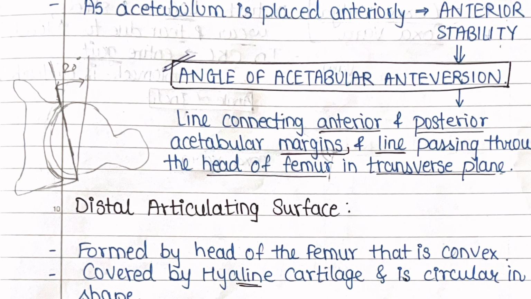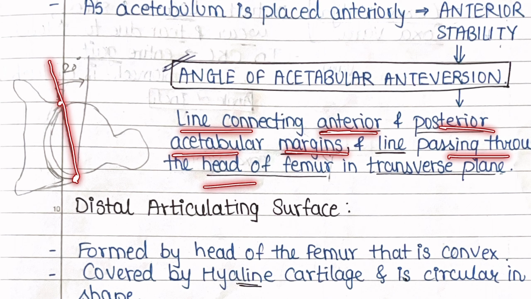So what is angle of anteversion? It is the line connecting the anterior and the posterior acetabular margin. So this is the anterior acetabular margin, this is the posterior acetabular margin. This is the line connecting them both, and the line passing through the head of the femur in the transverse plane. So this is the transverse plane, so this is the line. So this is the angle of acetabular anteversion, which is 20 degree.